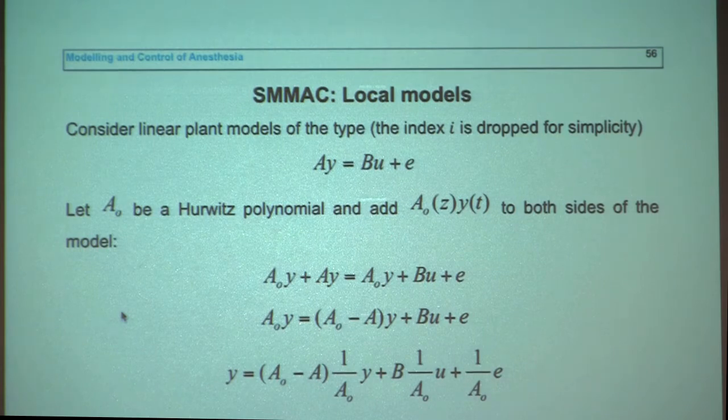Okay? And you can write your model like this, where AO is some polynomial that you decide. It's the observer polynomial of the estimator. You add and subtract and divide and so on. Okay?